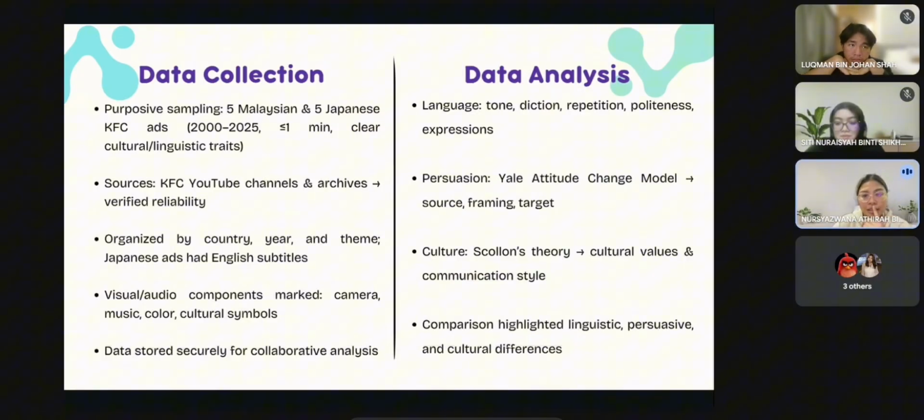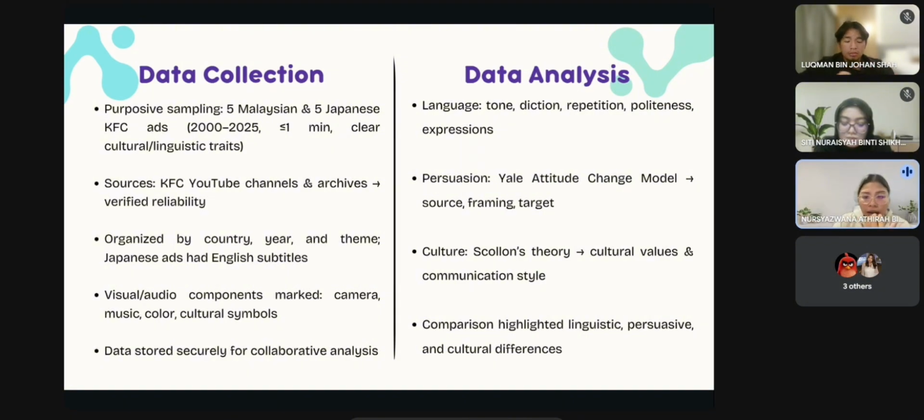And as for the data analysis, to gather accurate insight for our study, we used a qualitative approach focused on analyzing advertisements from two different cultural contexts, which is Malaysia and Japan. So we began with language, persuasion, and culture. As for the language, we have tone, diction, repetition, politeness, expression. For persuasion, we follow the Yale attitude change model, and then we follow the source, framing, and the target. And as for the culture, we follow the Collins theory. We focus on the cultural values and communication style.